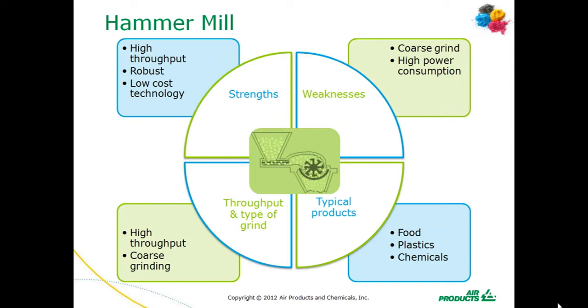Hammer mills are commonly used for high throughputs of fairly coarse materials. A hammer mill is essentially a steel drum containing a rotating shaft on which hammers are mounted. These hammers provide the grinding action. They can be a very robust technology but can also use high amounts of energy. Hammer mills are often used for food, plastics and recycling applications.